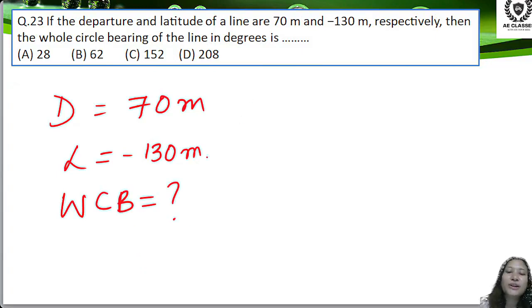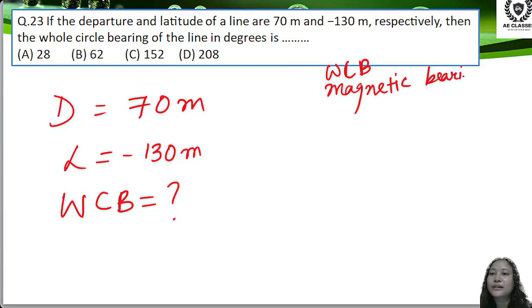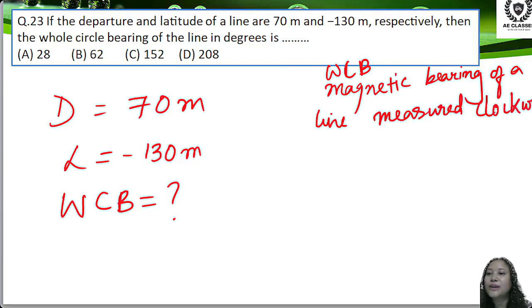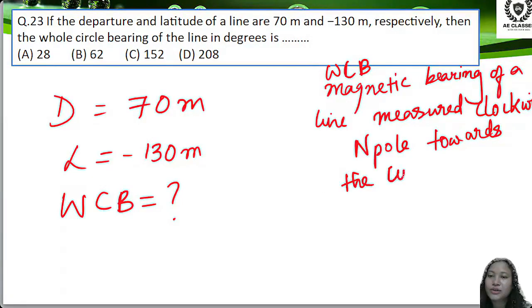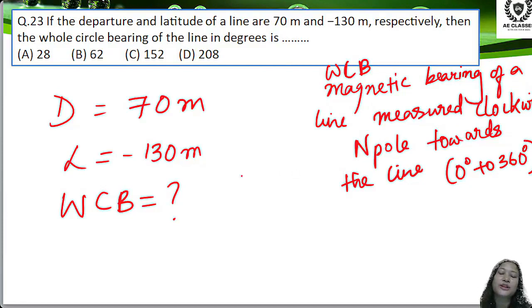Okay, so do you remember the definition of whole circle bearing? Whole circle bearing, WCB, is the magnetic bearing of a line measured clockwise. Okay, you have to remember this is measured clockwise from North Pole, from North Pole towards the line. All right, then I'll just show you a figure of this. So the value generally ranges from 0 degree to 360 degree only. Okay, and it is measured using a prismatic compass.